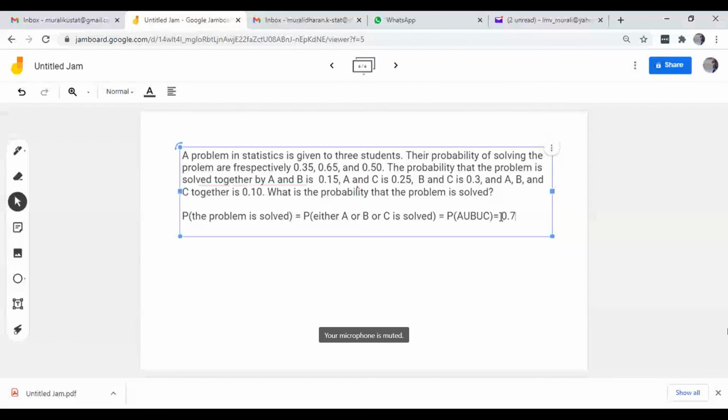Waiting for one more answer. 0.9. There are two answers coming up. Not possible. Okay, let us wait for who is correct. We'll decide now.